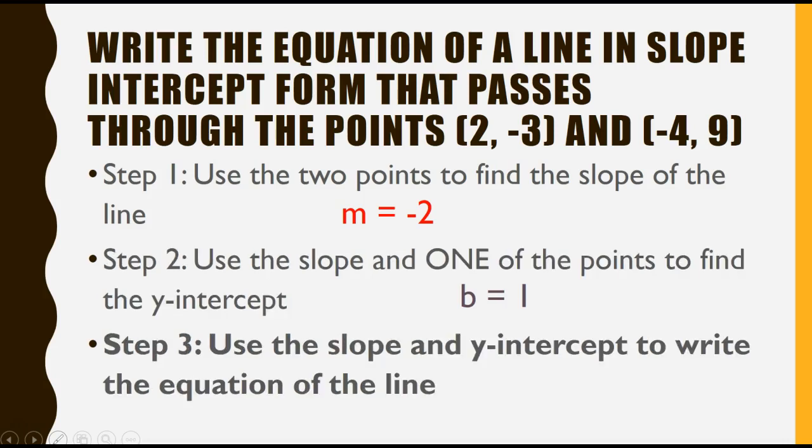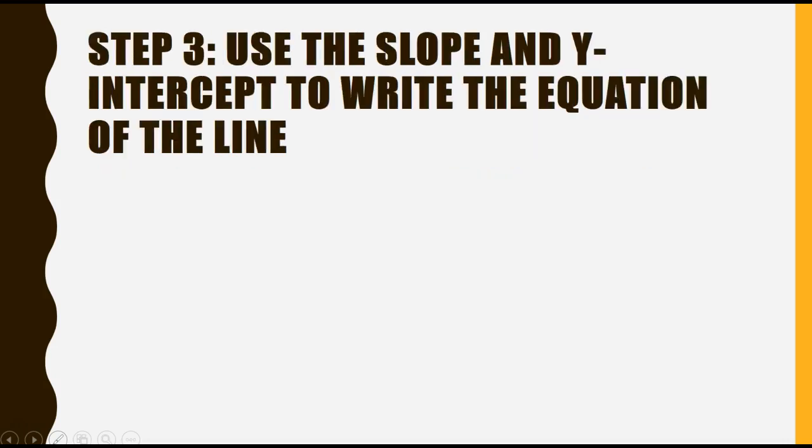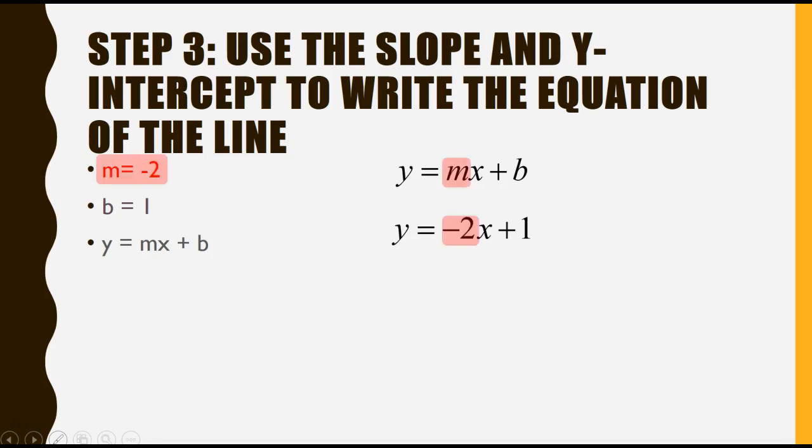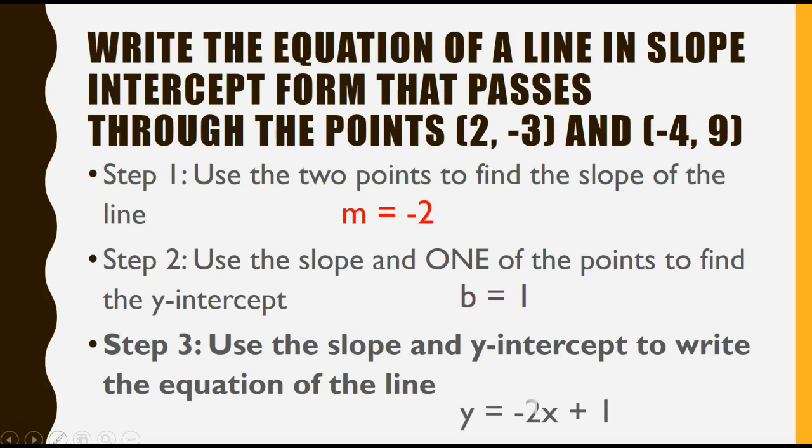Lastly, step 3, we're going to use the slope and the y-intercept to write the equation of the line. So we know that our slope is -2, our y-intercept is 1. Again, I'm going to use the slope-intercept form of the equation. So starting with y equals mx plus b, I'm going to substitute the -2 for m, and the 1 for b. So here's the equation of our line. y equals -2x plus 1.